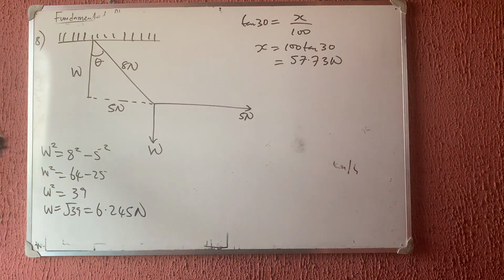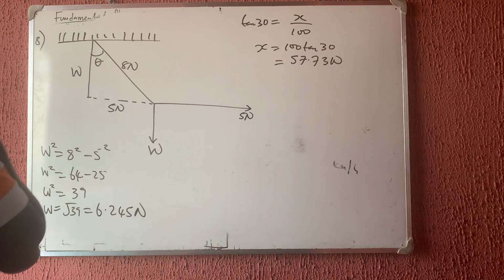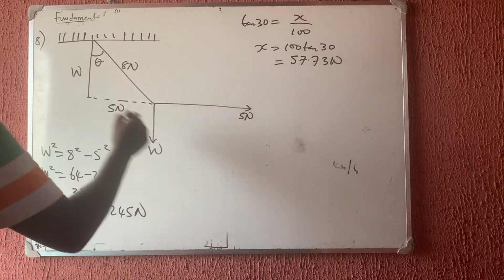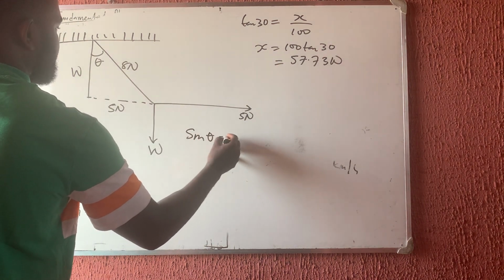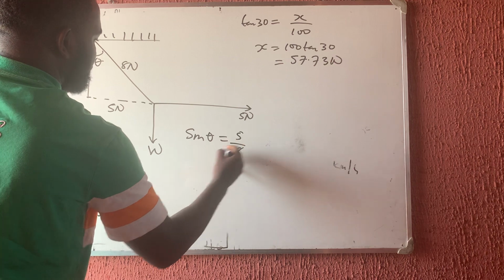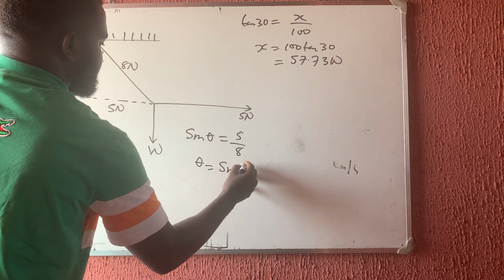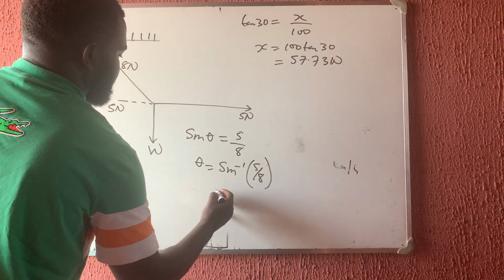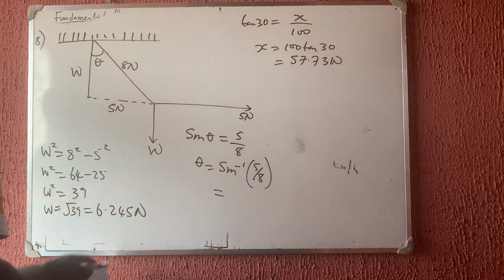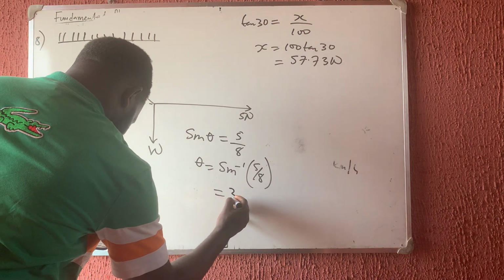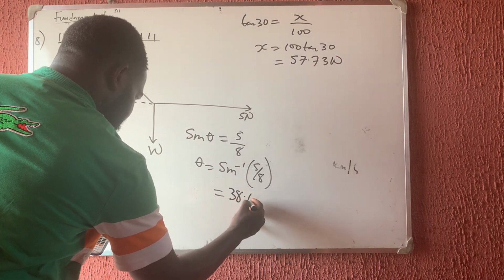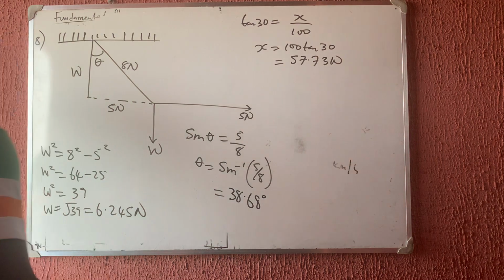So the next thing to calculate is the angle, the theta. To get the theta is very, very simple. This is opposite over hypotenuse, so I can use sine. So sine theta is equal to opposite 5 over hypotenuse 8. So my theta will now be the sine inverse of 5 over 8, which is, shift sine 5 over 8. So 5 divided by 8, then shift sine of my answer. So I have 38.68 degrees. So that is that.